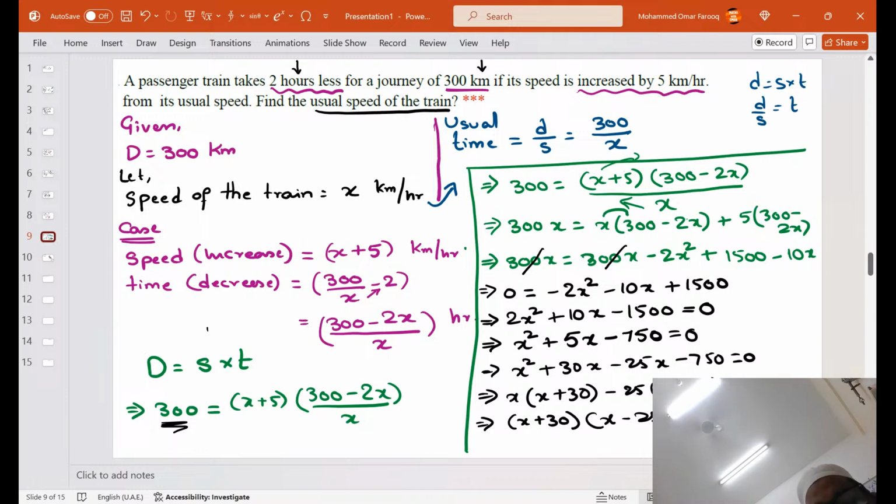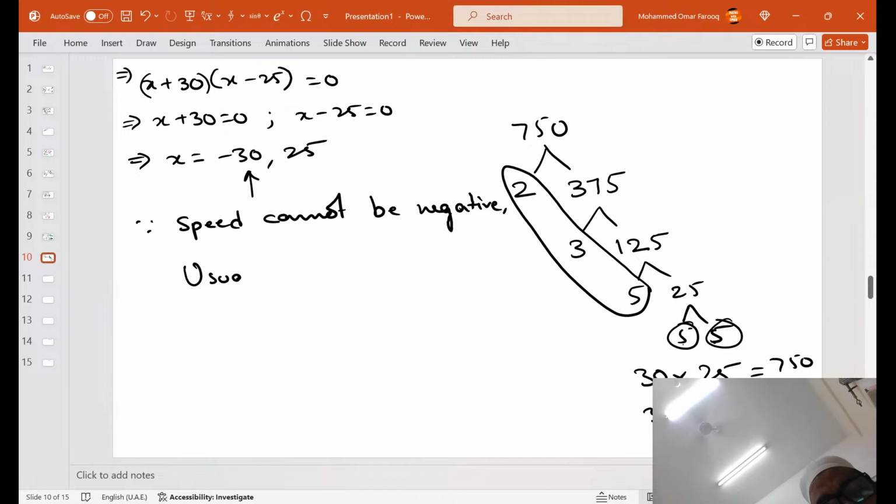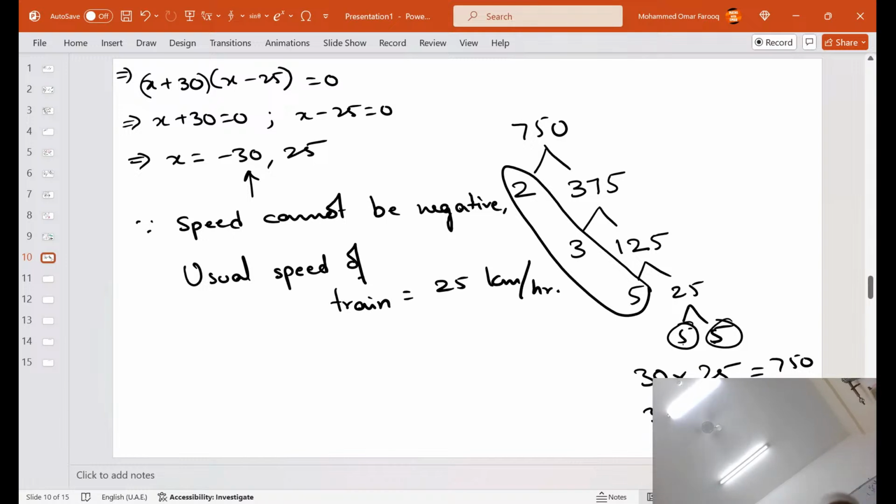So what is x? We have taken x as the speed of the train, so the speed of the train cannot be negative, since speed cannot be negative. Usual speed of train is equal to 25 kilometers per hour.